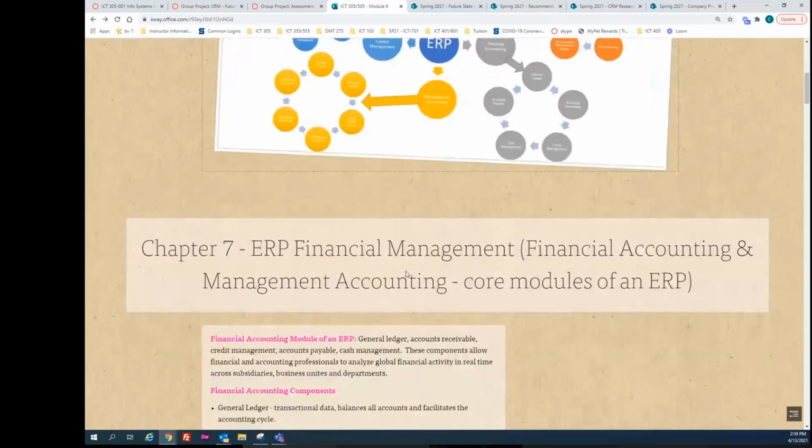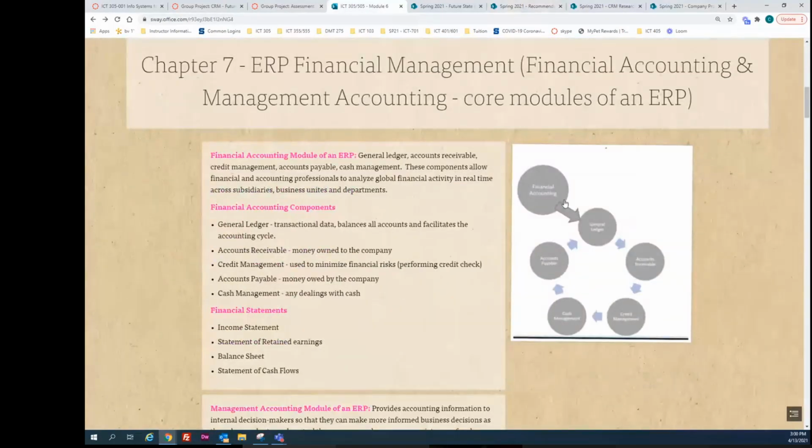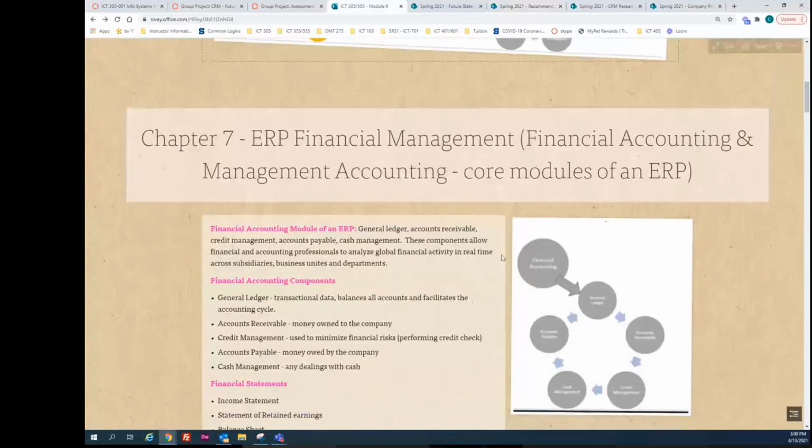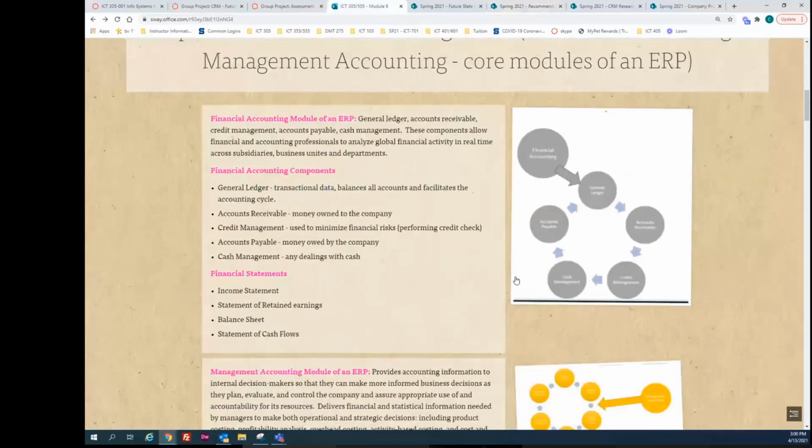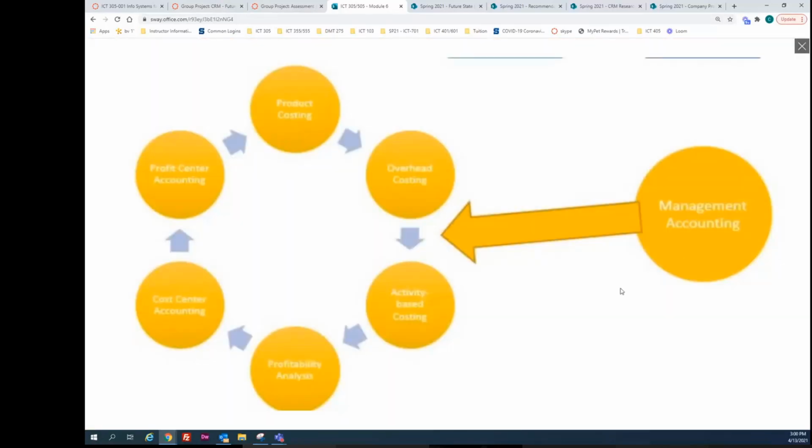From a financial management standpoint, here's the same picture of what was up here. There's financial accounting and there's management accounting. Those of you that might be on the business side or have taken accounting classes may understand this as well. I'm not going to go into this in as much detail as the textbook does, but I want to at least give you the concepts of what these things are. Typically an enterprise resource planning tool is going to have a financial management module, and it's going to include financial accounting and management accounting.